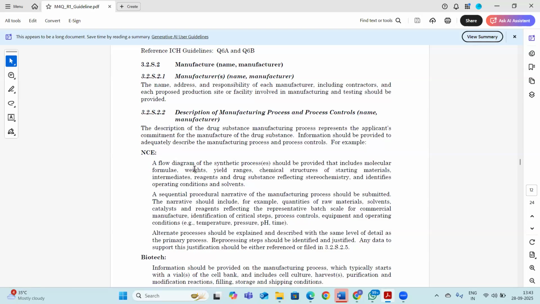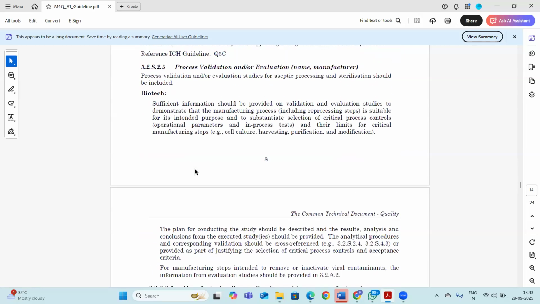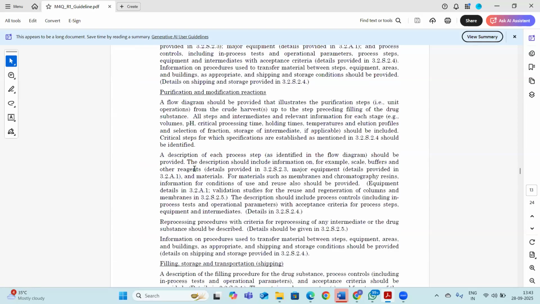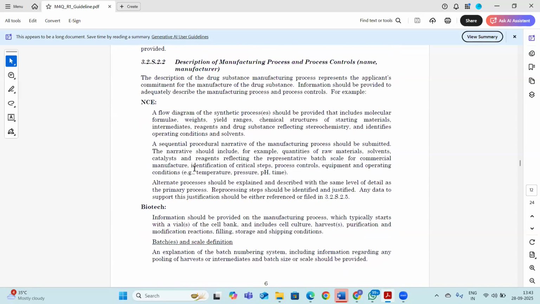I will show you what 32S25 is. 32S25 talks about process validation or evaluation. So everything that we are providing here in 32S22 needs to be cross-referenced to the data that we are submitting in 32S25.